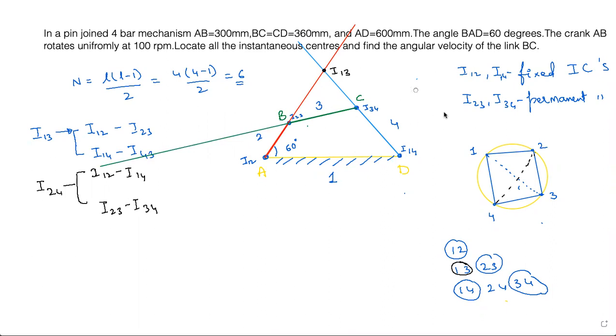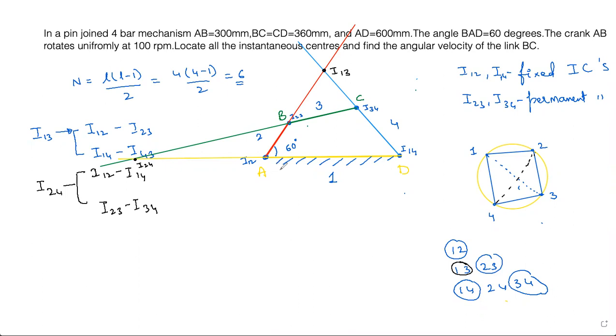And next we are going to take this 1, 4 and 2, 4 and just along the link we have to connect it. So let me take it along, and wherever they intersect, that point is your point I24. So this is your I24 found out. Now you found out all the instantaneous centers, right?